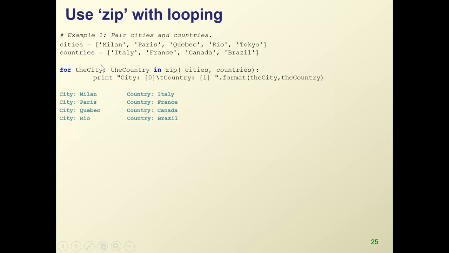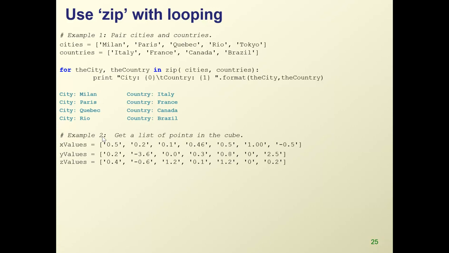If you said, it would say city, Milan, country, Italy, city, Paris, country, France, city, Quebec, country, Canada, and city, Rio, country, Brazil. You're correct. Notice this is putting a tab in between the city name and the word country.